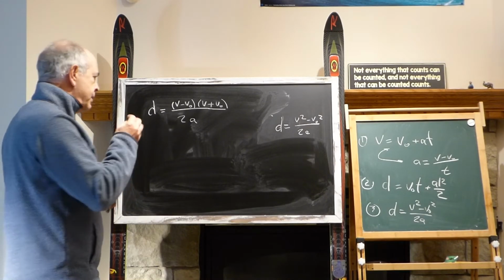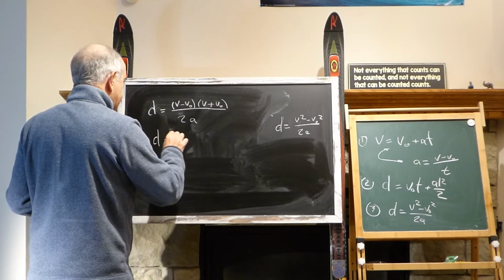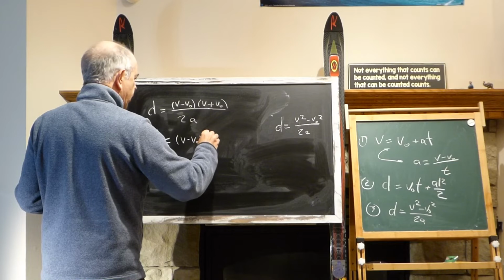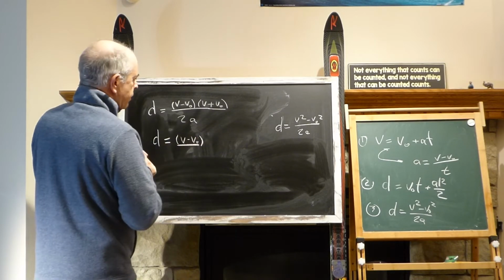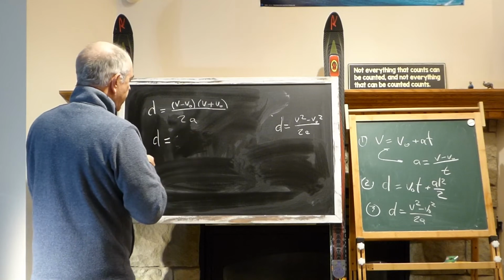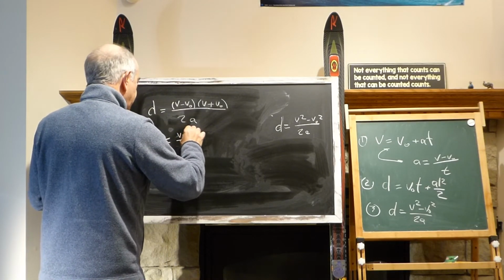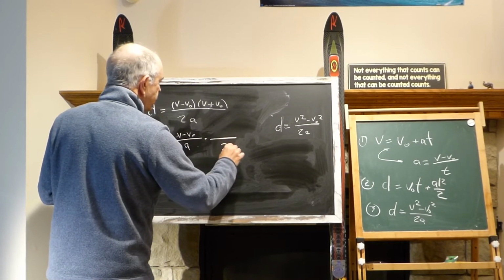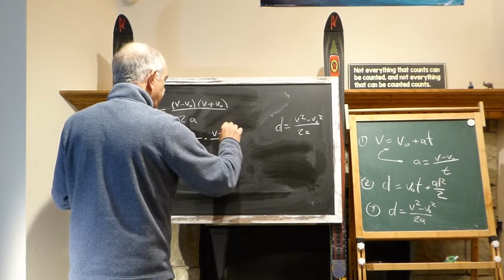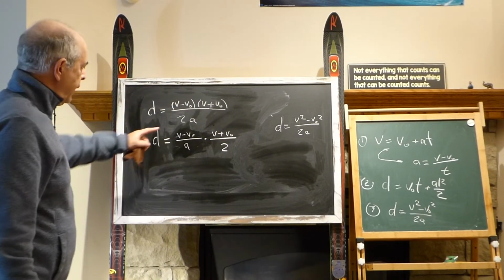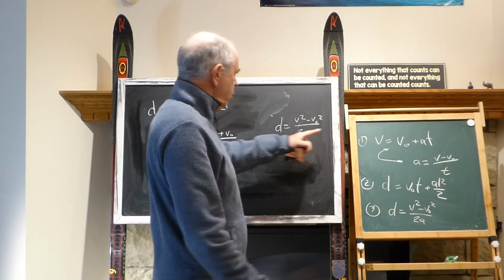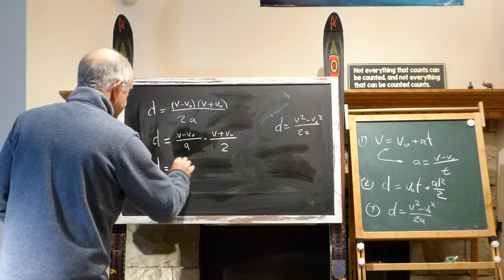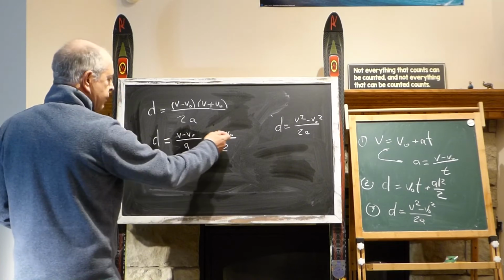But now, let's continue our transformation. D equals, and I want to put v minus v0 divided over a, and this 2 I put here, and this would be v plus v0. Now v minus v0 over a is the same as time. So d equals time, multiplied by v plus v0 over 2.